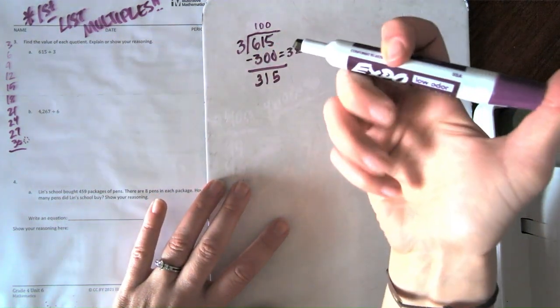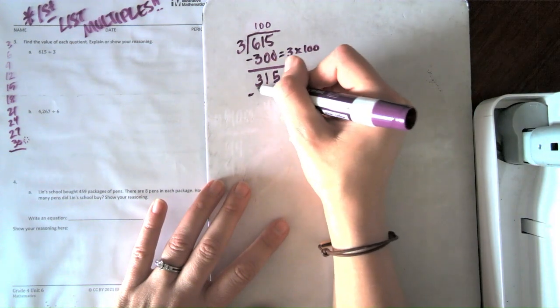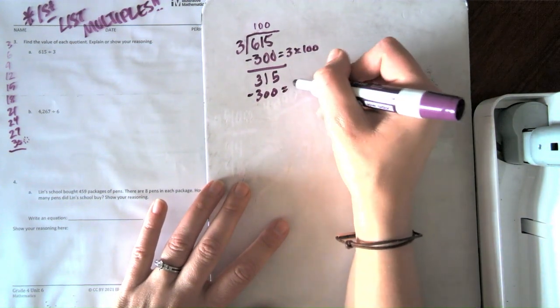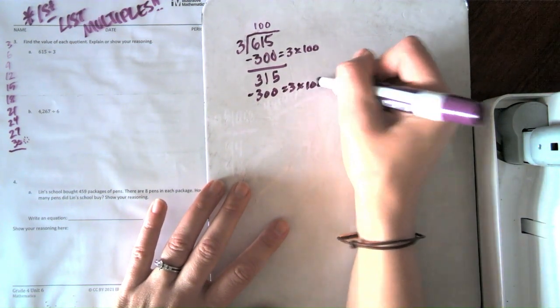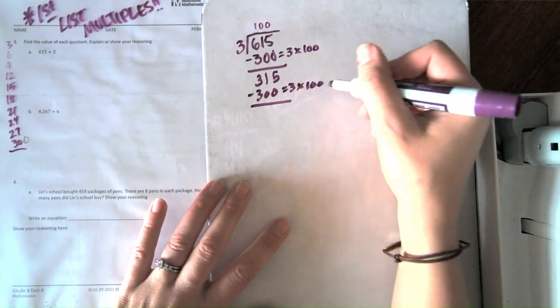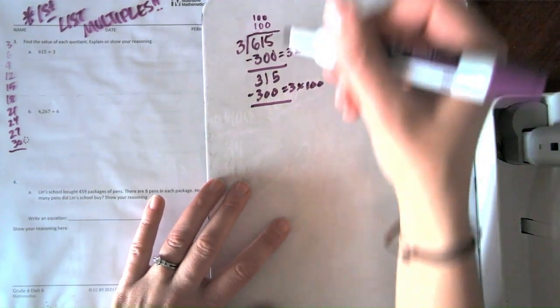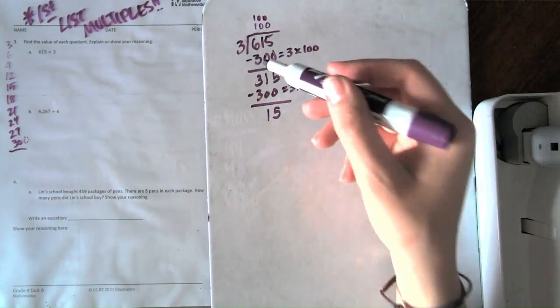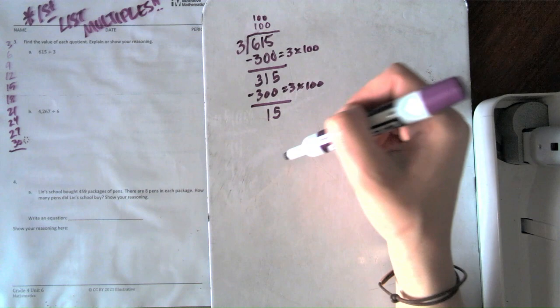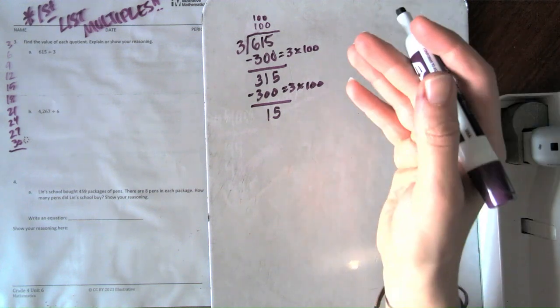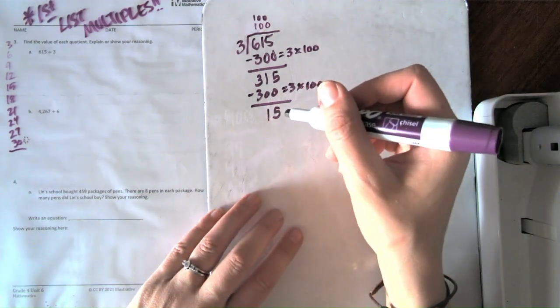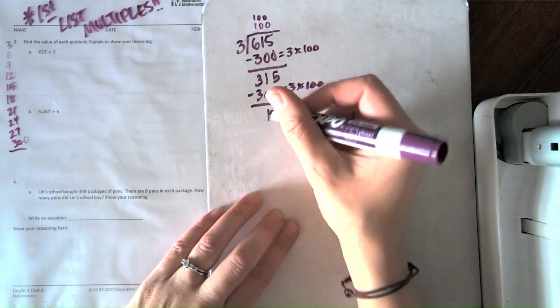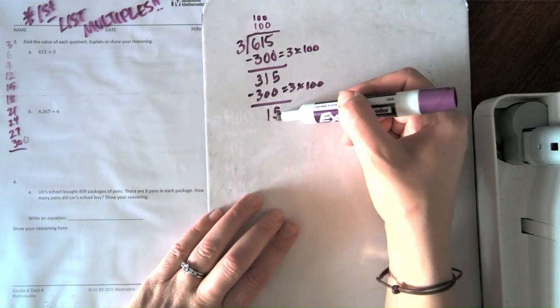315. Now, as I can see here, I'm going to go ahead and take 300 again. I can take as many 300s as I want. I'm going to put my 100 up here, and then that leaves me with 15. The whole goal of this strategy is to get down to the bottom and get 0. That's the goal, is to subtract as much as you can and get 0. So when I do that, I now have 15 left.